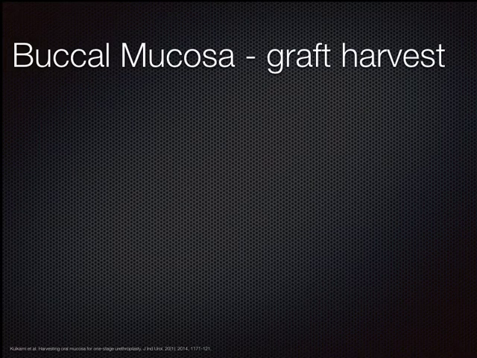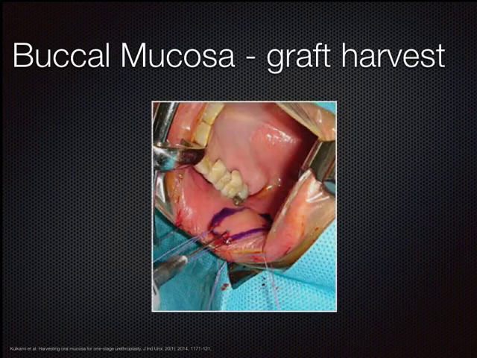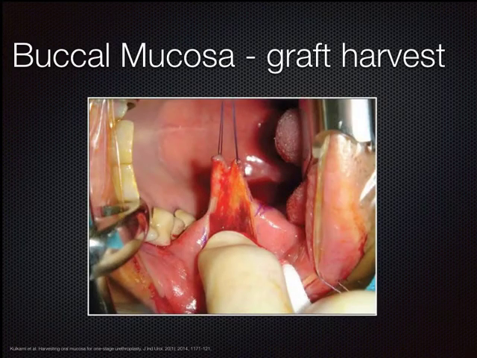So buccal graft harvest, to briefly review the technique: a surgical marking pen is used to outline the extent of the graft. We stay several millimeters away from Stenson's duct, and then local anesthetic is injected to hydrodissect the layers from the underlying muscle tissue. The graft is then incised with a scalpel, and the incision is limited to the full thickness of the mucosa. You create your dissection plane through the submucosal adipose tissue layer, superficial to the buccinator muscle.